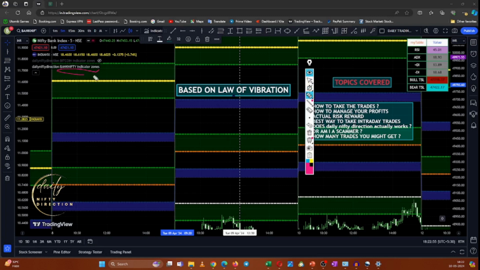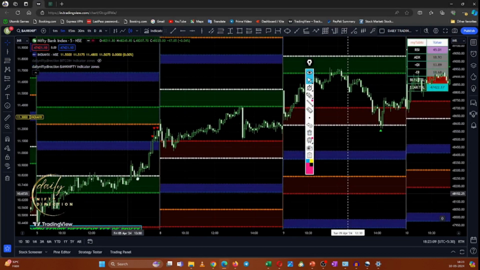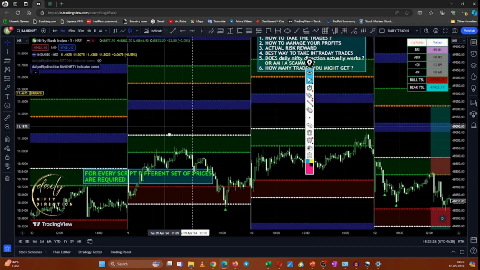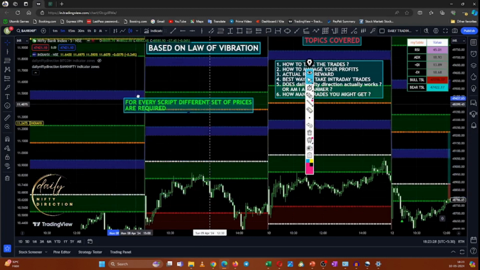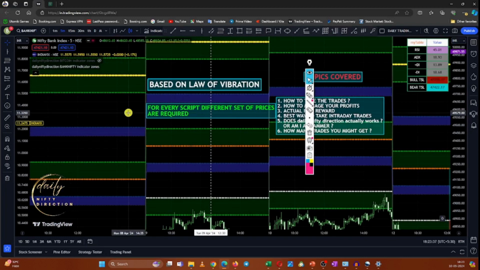For every script we need a different set of indicators. For every script a different set of prices is required for intraday trades. These prices are based on law of vibration and they are determined pre-market at the time of sunrise itself.